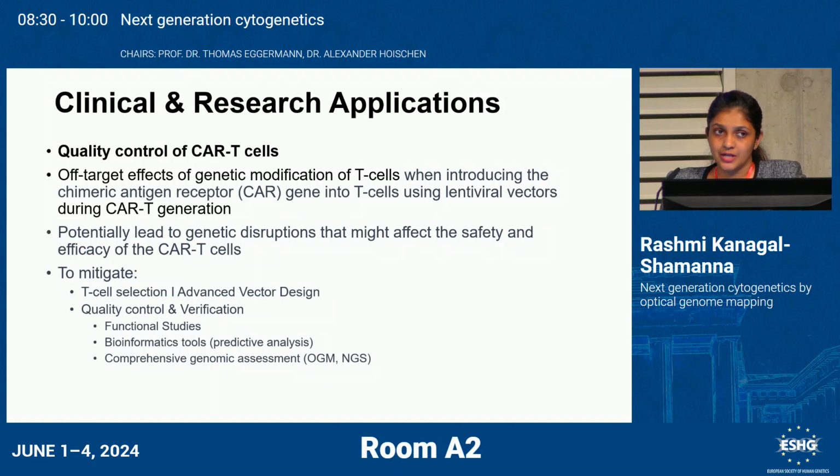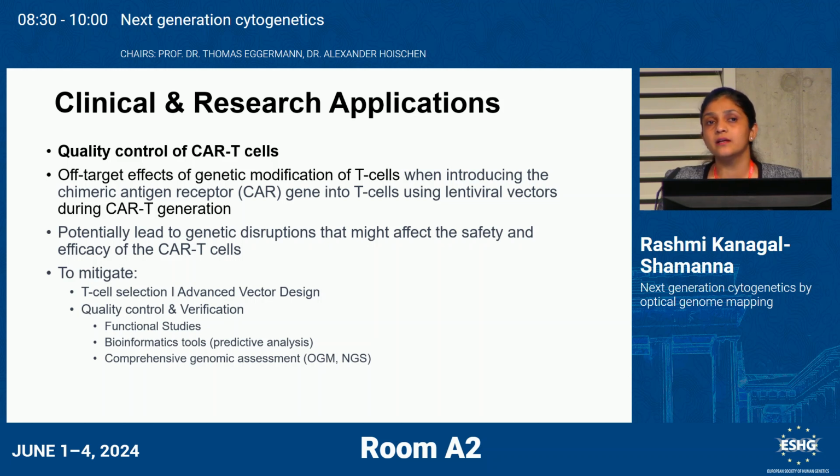The second potential application of OGM would be for quality control. So for the iPSC, to assess the genome integrity in iPSCs or for CRISPR-Cas9 generation, or even for CAR-T. I'm just going to focus on CAR-T here because I have personally done these experiments, and I can highlight the value of OGM.